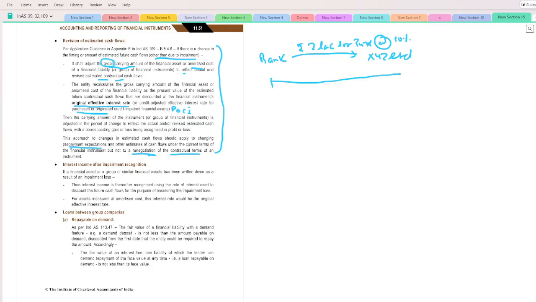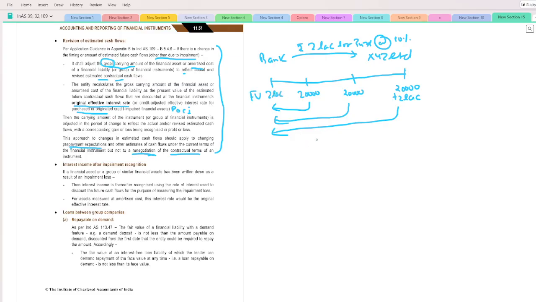So just I'm preparing the number line here also. One, two, three. So 10% means 20,000 each year you will be getting plus the principal. So this is an example of a bullet repayment. This you will be discounting here. So here your coupon rate and the market discount rate both are the same. That means here the fair value will be 2 lakh only.